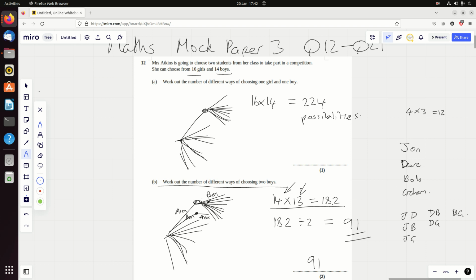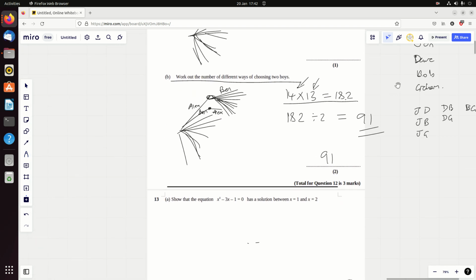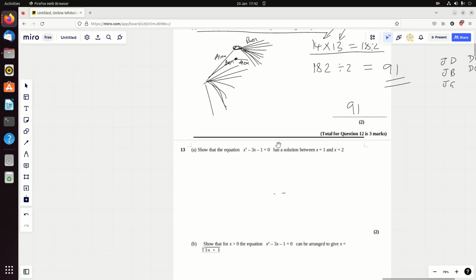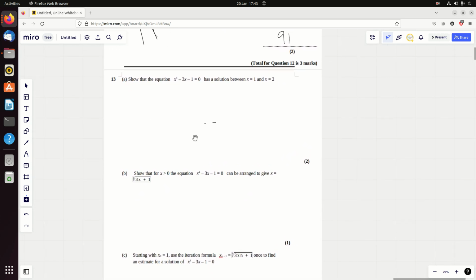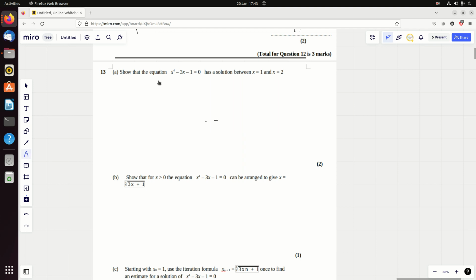If we were to change this question and say, work out the number of different ways of choosing a head boy and a deputy head boy, suddenly the answer is 182, because it's a different arrangement if you've got John as head and Dave as deputy head, and then if you've got it the other way round. Okay, so question 13. Subtle that one, though. I can understand people making a mistake there.